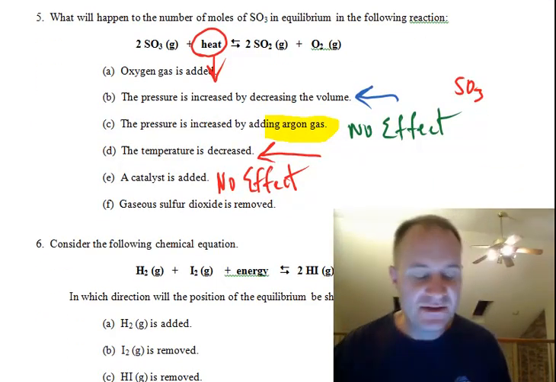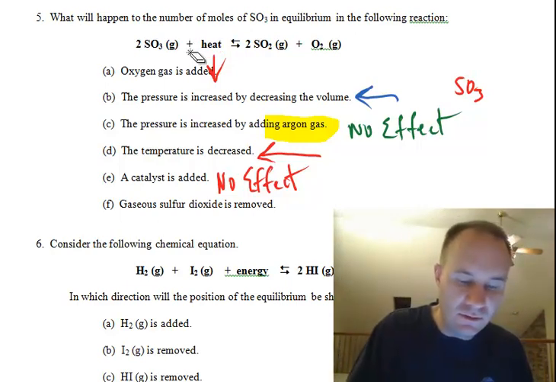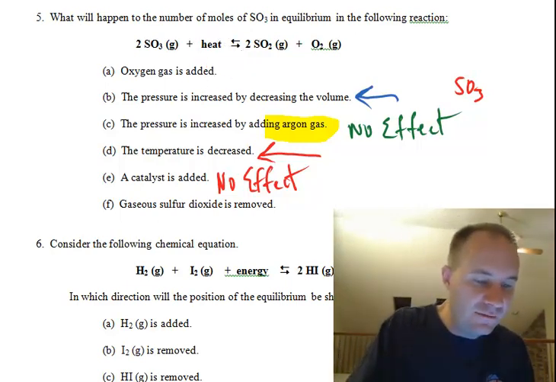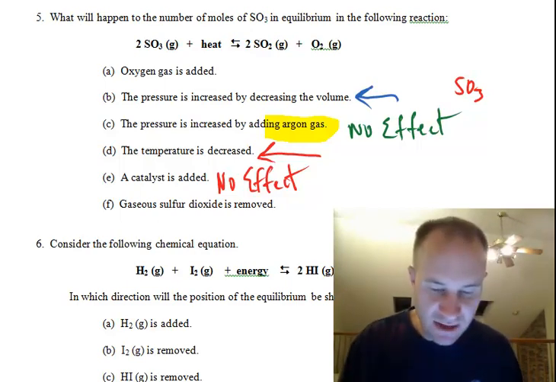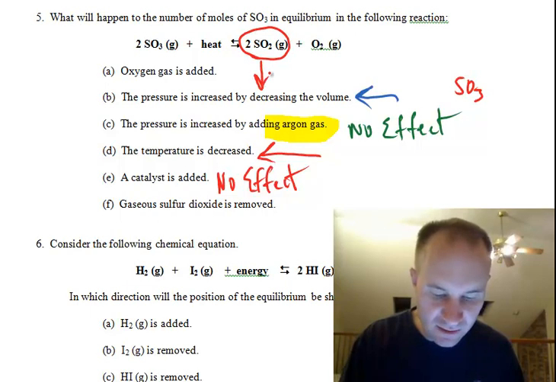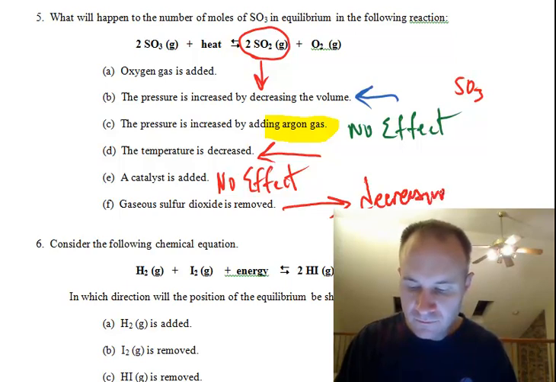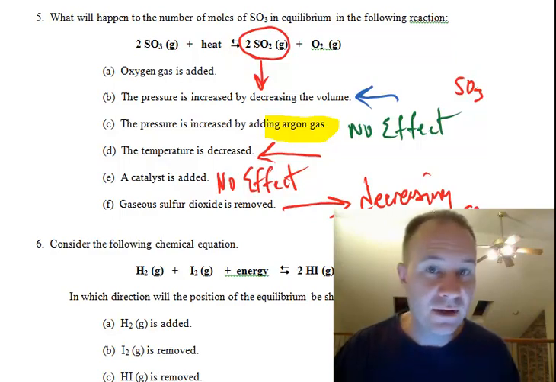Part F, gaseous sulfur dioxide. Gaseous sulfur dioxide, that's this stuff. If we remove that, it's going to shift to the right, thereby decreasing the number of moles of SO3. Okay?